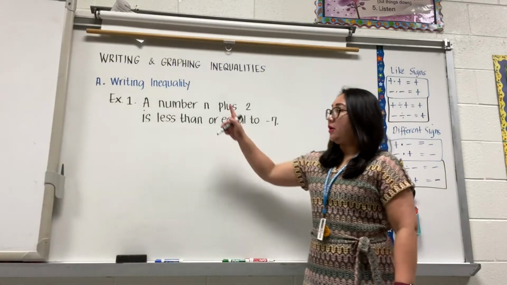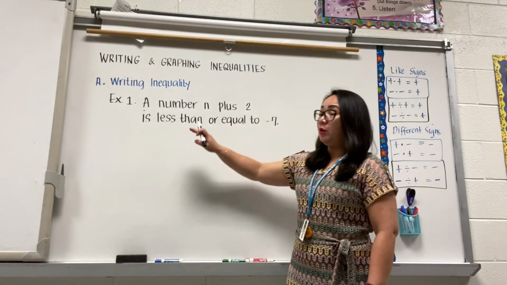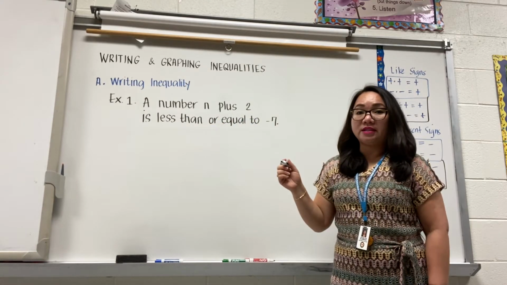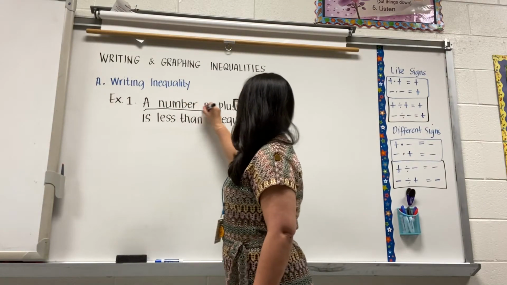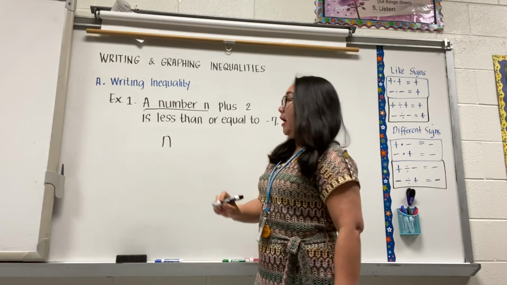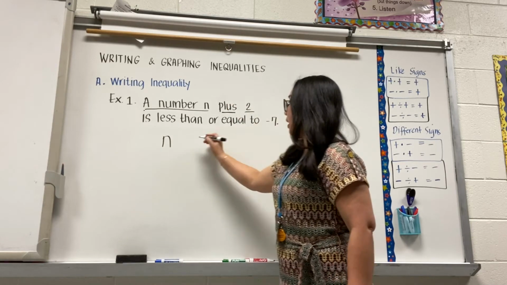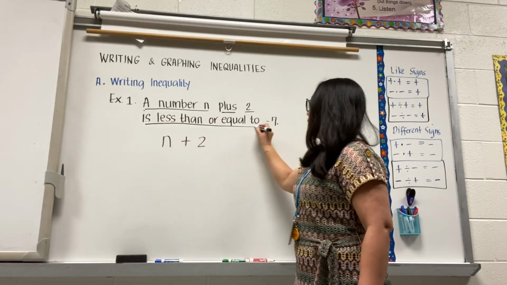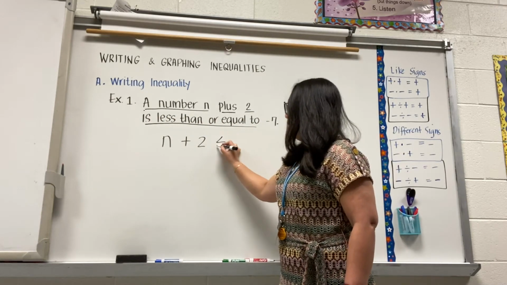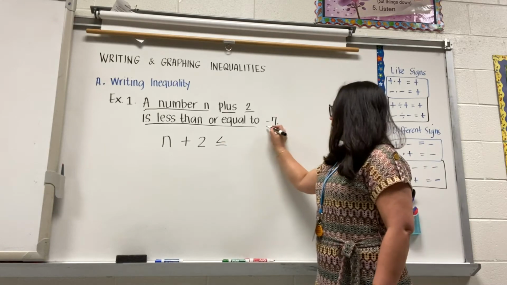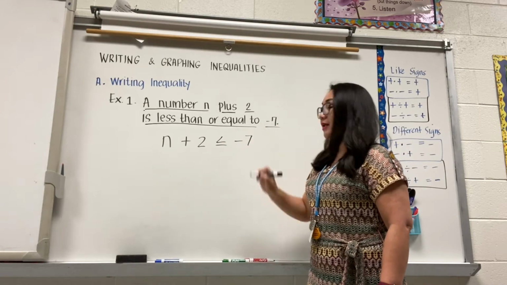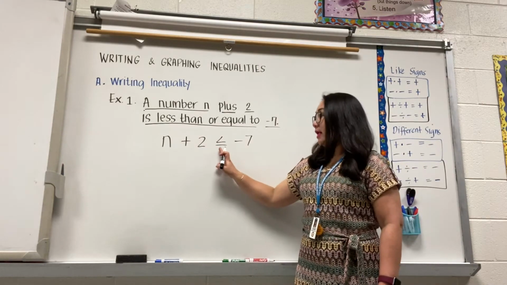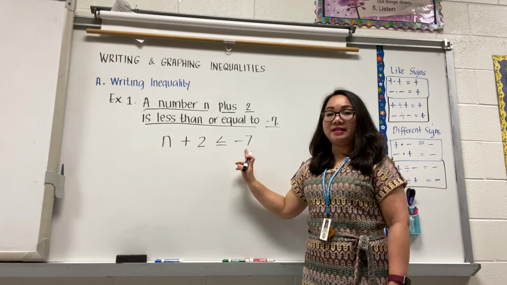First part of this lesson, writing inequality. For example 1, a number n plus 2 is less than or equal to negative 7. So we have here a number n, so write down n. Then we have plus 2, write down plus 2. And then the keywords is less than or equal to. So we will write down the symbol less than or equal to. And then we have negative 7, write down negative 7. So the inequality is n plus 2 is less than or equal to negative 7.